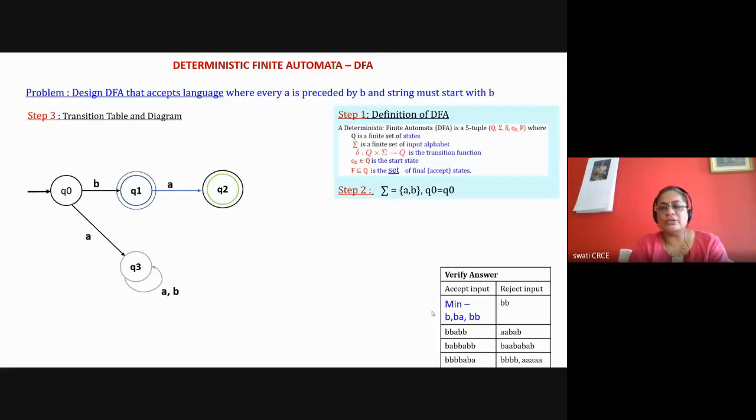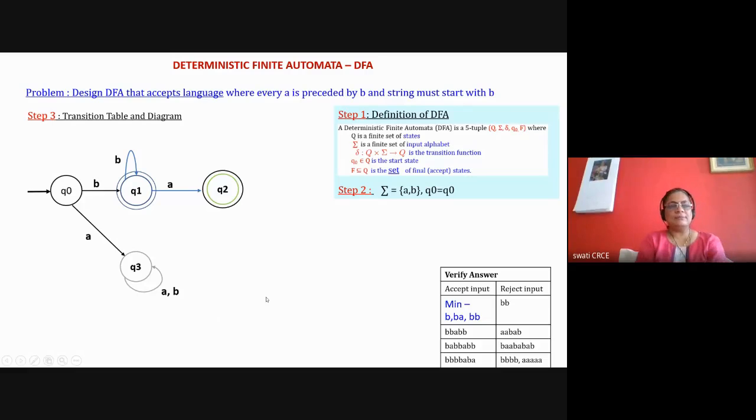So with B, what should I do? In the state Q1 with B, it will remain. In the table it is wrong. I have written down BB two times. Okay, so it is Q1, correct. This BB is correct. This other BB is not there.